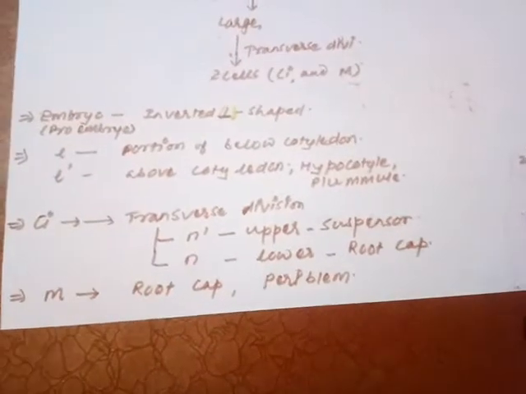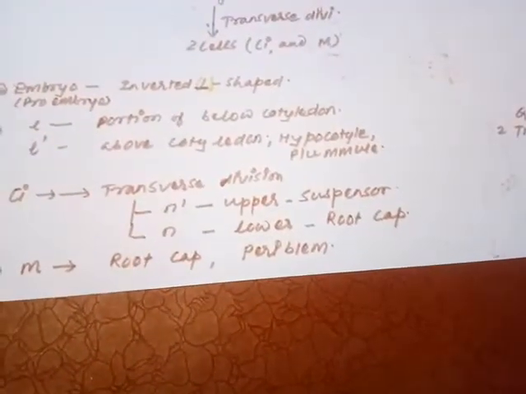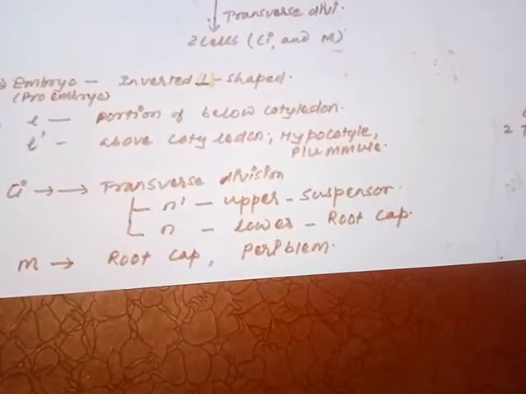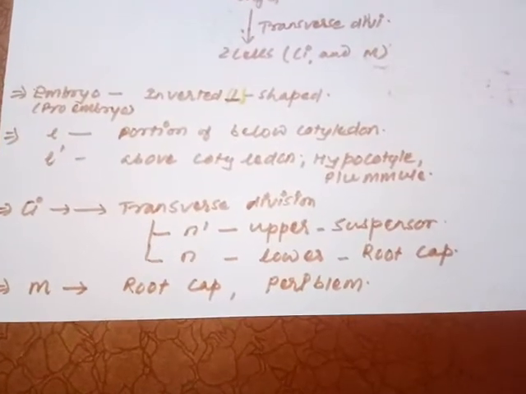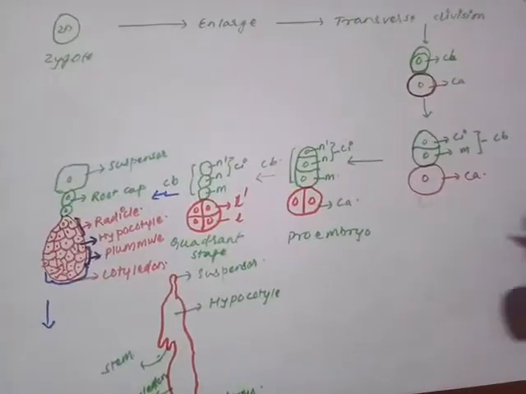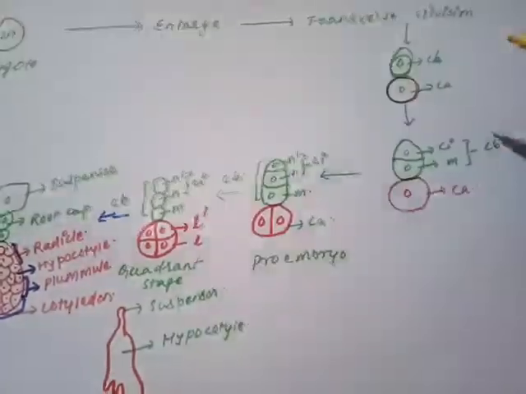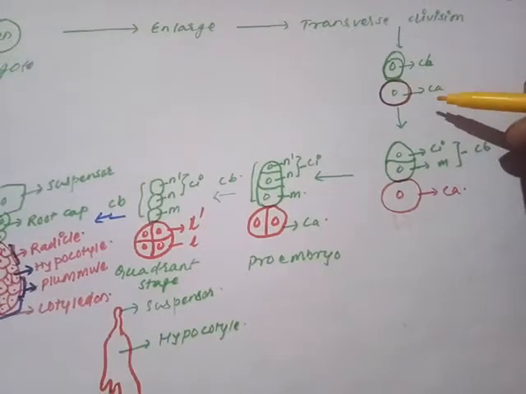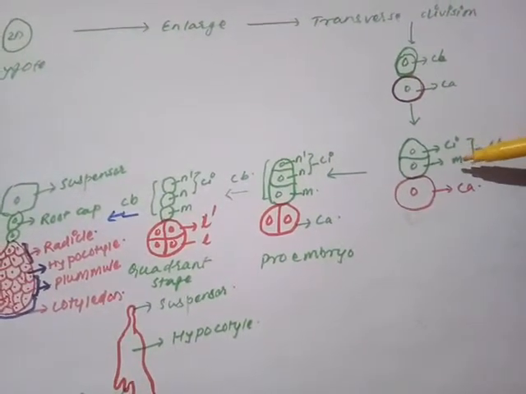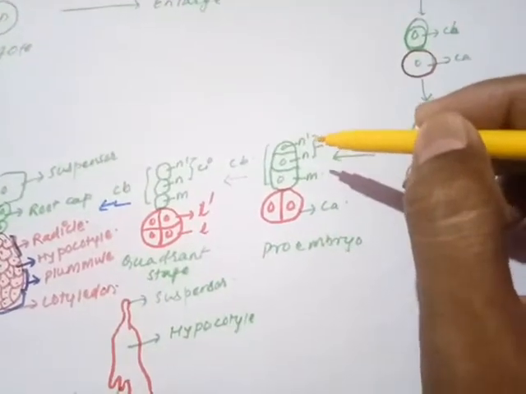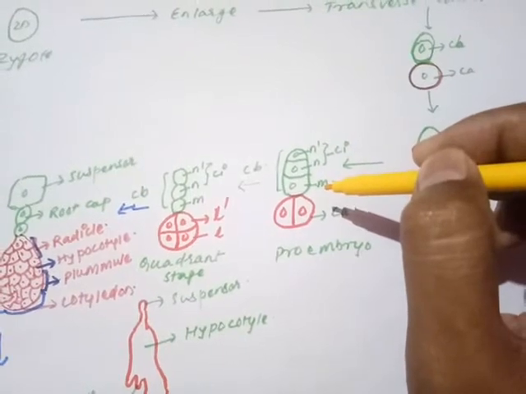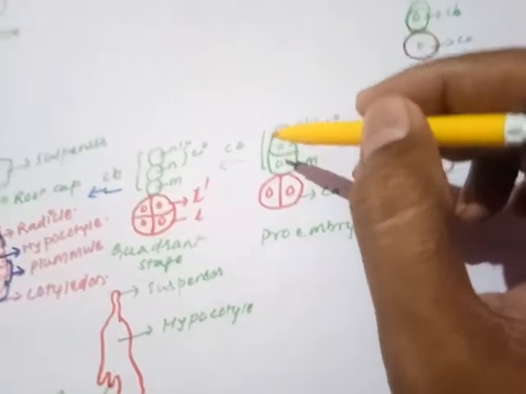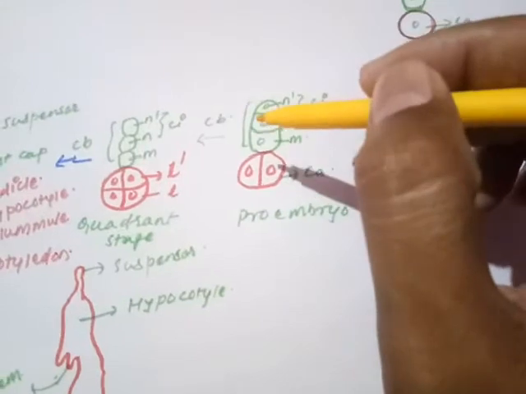And here CI is divided once again into N dash and N. N dash is going to form the suspensor, and N is going to form the root cap. M is going to form some part of the root cap and the periblem. In the diagram: zygote, enlarged, transverse division, CB, CA; CB divides into CI and CM; then CI divides into N dash and N. N dash forms the suspensor, N the root cap, and M is going to form the periblem as well as some part of the root cap. So this is the complete differentiation of the CB cell.